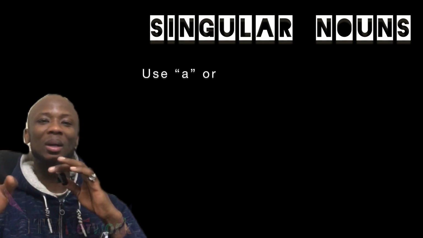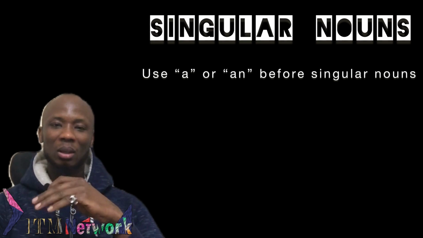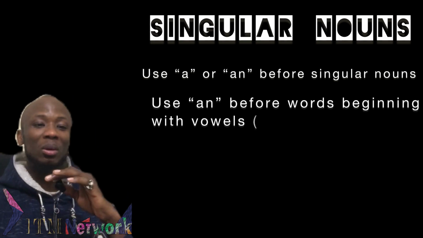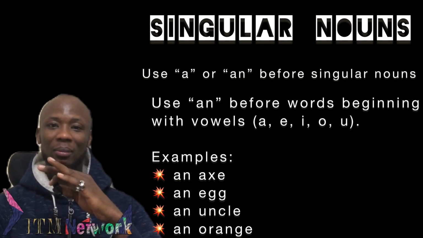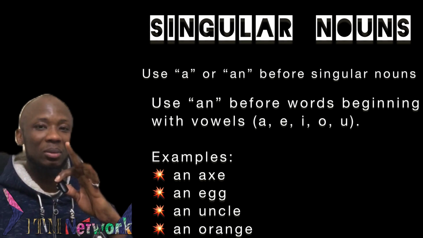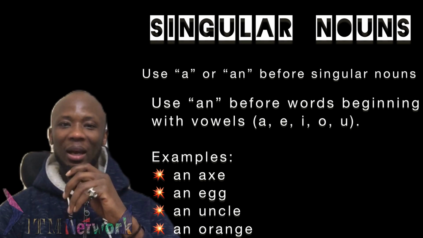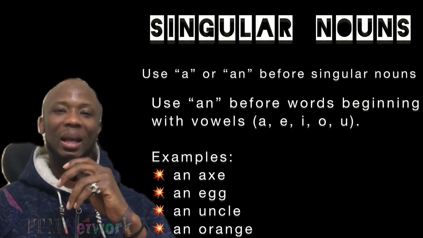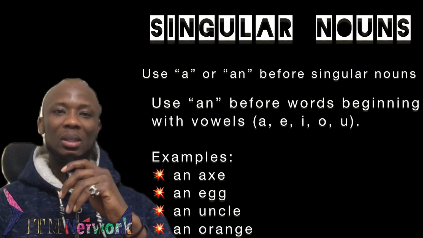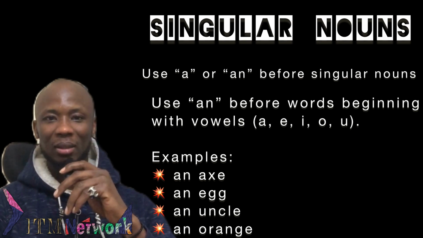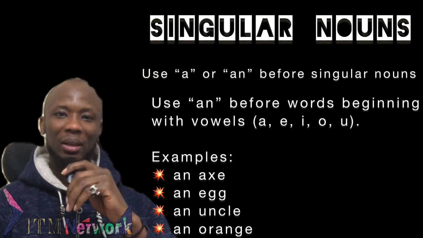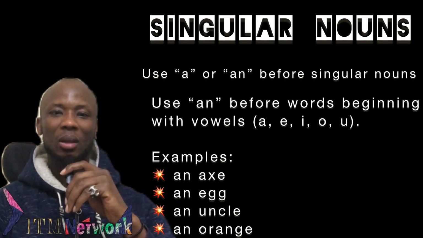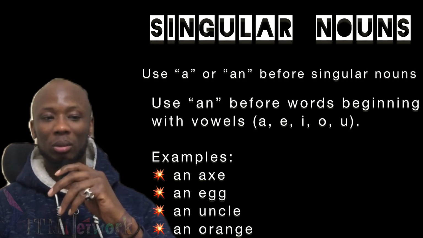So use a or an before singular nouns. Use an before words beginning with vowels. We have just 5 vowels: A, E, I, O, U. For singular nouns like axe, you simply need to say an axe. Umbrella, an umbrella. Uncle, an uncle.